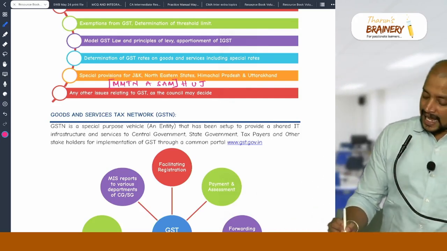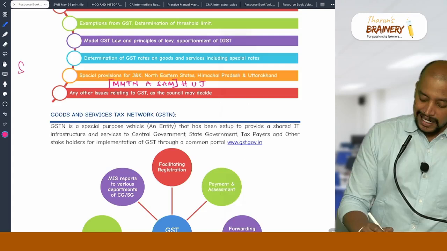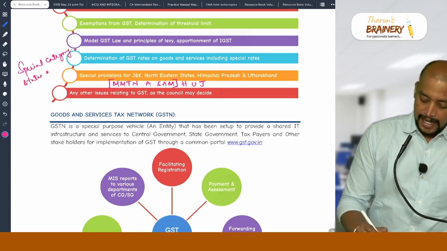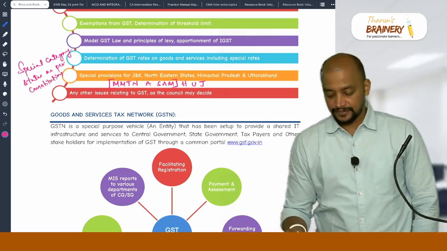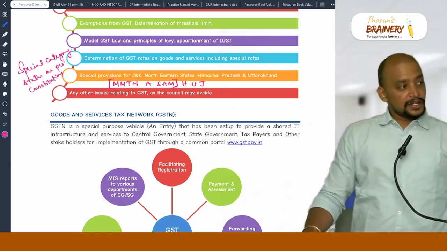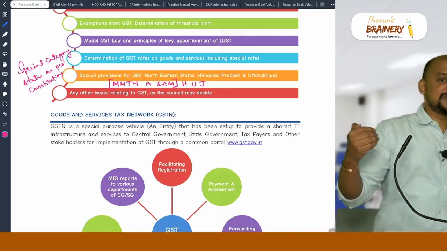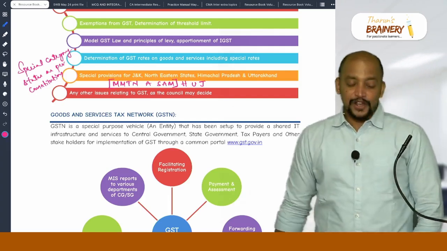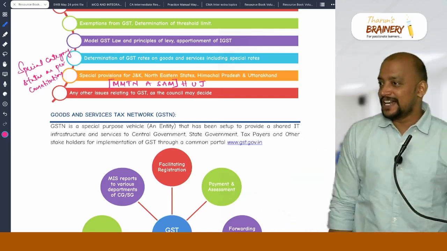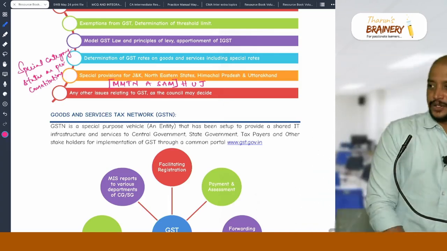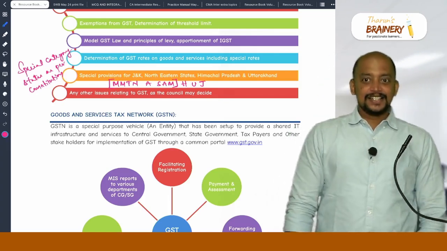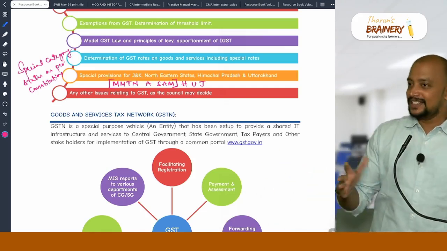These are considered as special category states as per constitution. So as per constitution they have been given a special status. And right now Andhra Pradesh has also asked for special status. So that was one of the demands for supporting the NDA. Okay, so that's the latest news. If NDA needs their support, that's the situation.